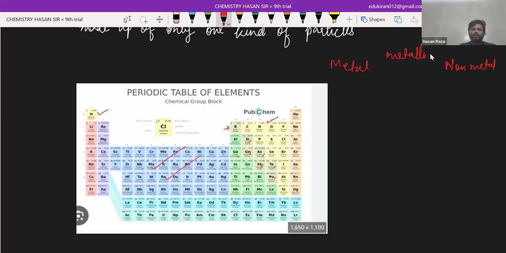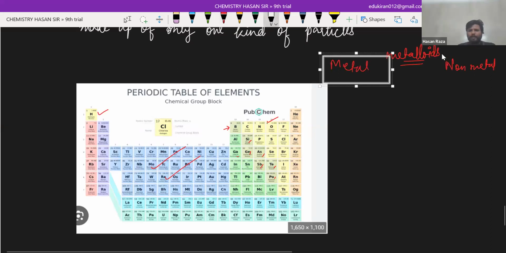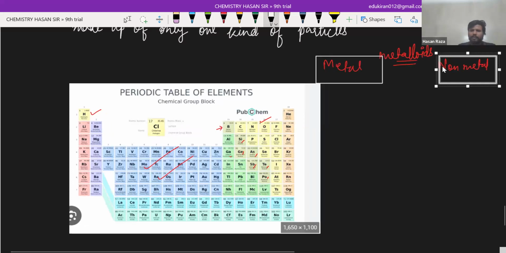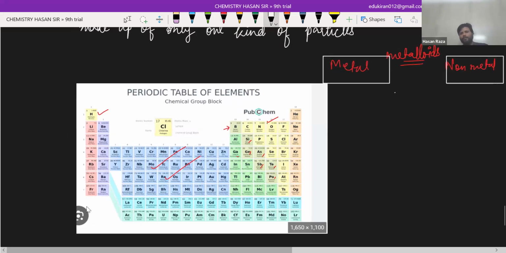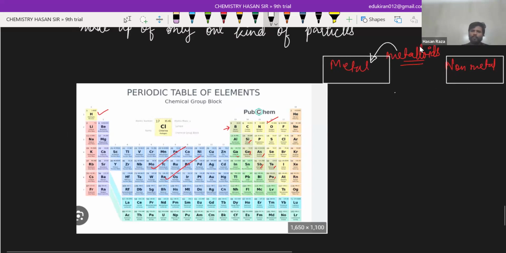What is a metalloid? Do you know what a metalloid is? If you don't know, not a problem. It has both properties, of metal and non-metal. Exactly, very good. So the element which shows both properties, some of metals and some of non-metals, is your metalloid.